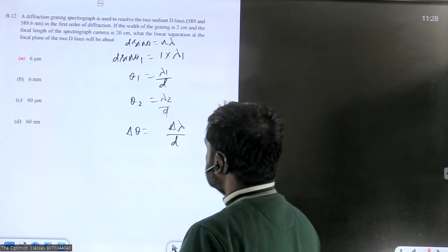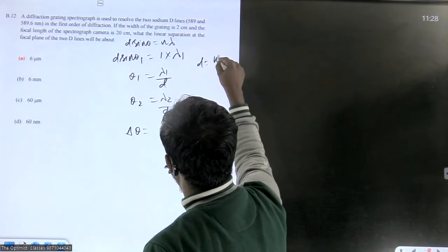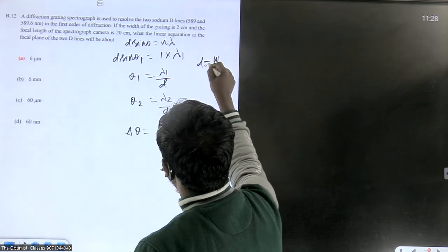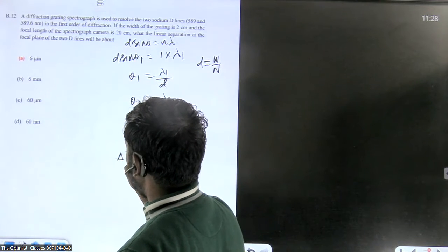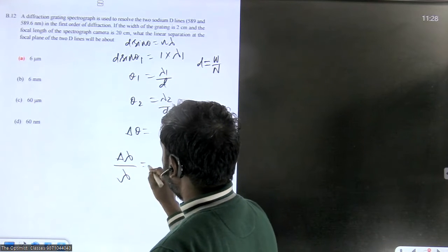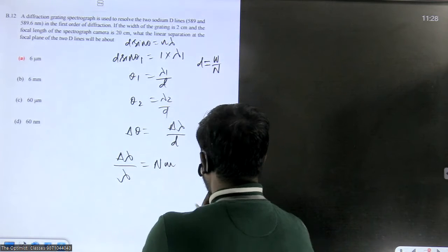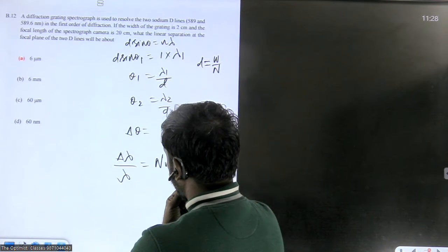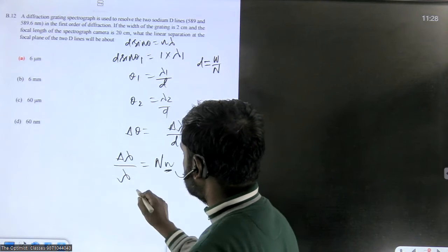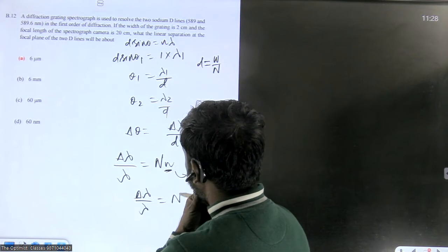Okay, so d is the grating element, which is written like this: d is equal to width by number of lines. But here the number of lines is not given, so let us assume that this grating is just able to resolve the two wavelengths. Therefore delta lambda by lambda will be equal to m into N, where m is the order, and let us write capital N here. For first order it is resolving, so m will be equal to 1 here. So delta lambda by lambda will be equal to N. In place of N we can write this.